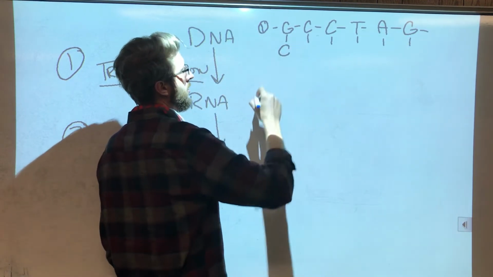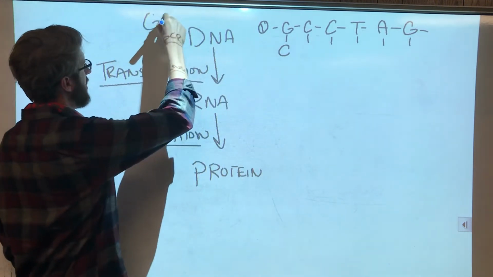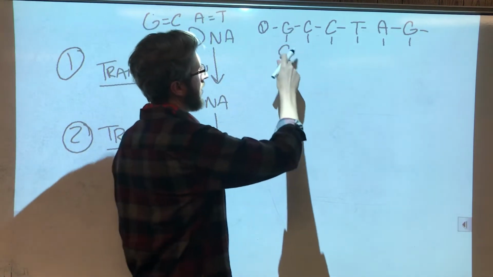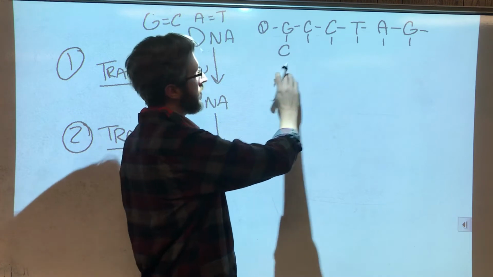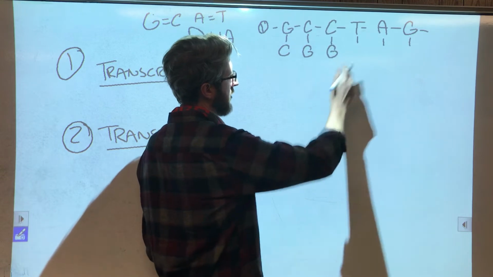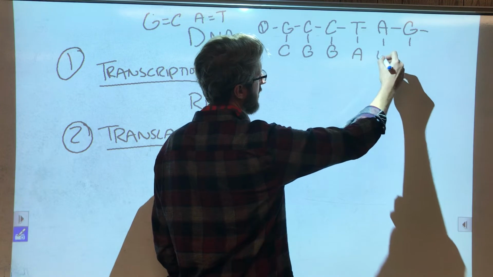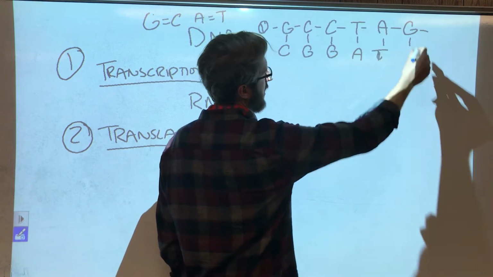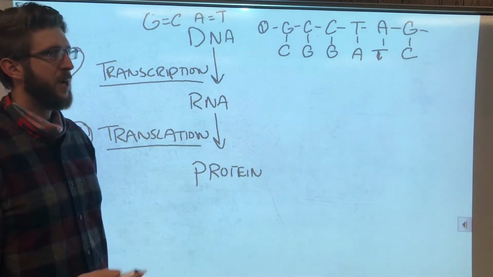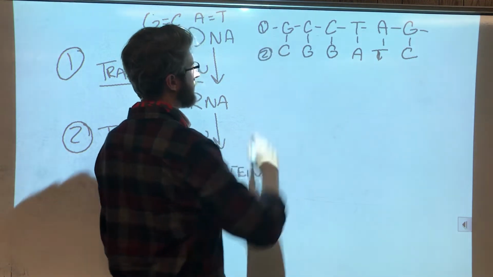And according to the base pairing rules, G and C always go together, A and T always go together. So across from the G will be a C, across from the C will be a G, across from C will be a G, across from T will be an A, across from A will be a T, and across from G will be a C. That's because of base pairing rules, which we talked about in a previous video. And that's the second strand.